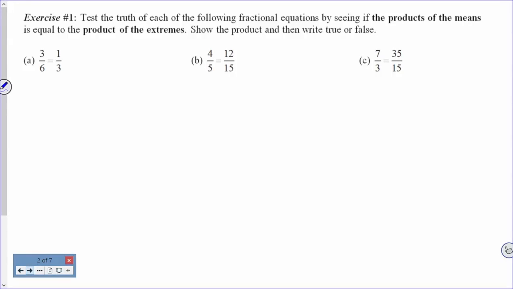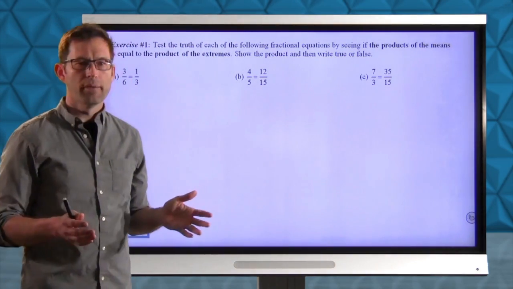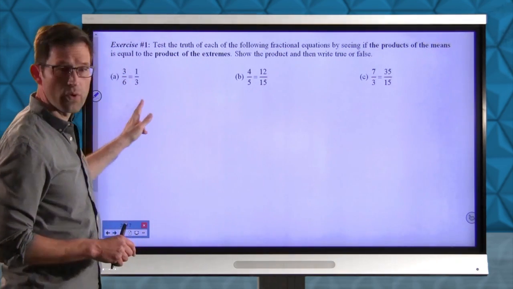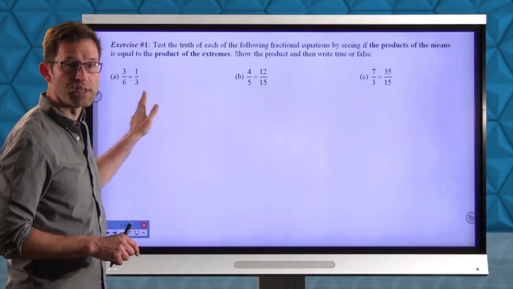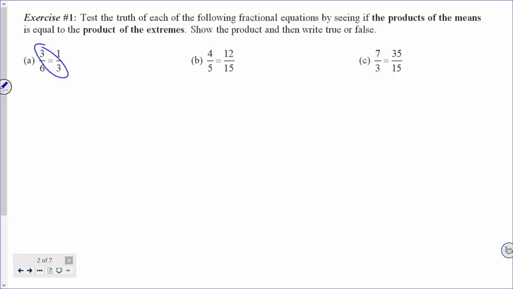Exercise number 1, test the truth of each of the following fractional equations by seeing if the products of the means is equal to the products of the extremes. Show the product and then write true or false. Back in 5th grade, and still in high school, you probably use this to test whether or not two fractions were equivalent. For 3/6 and 1/3, you would find the product of these two numbers and see if it was equal to the product of these two numbers.